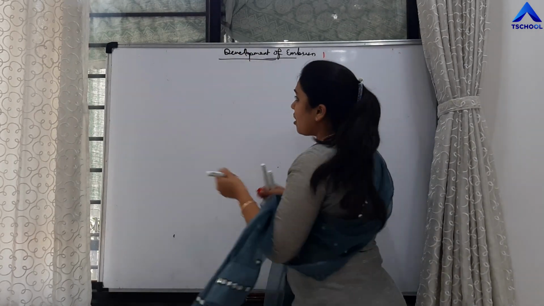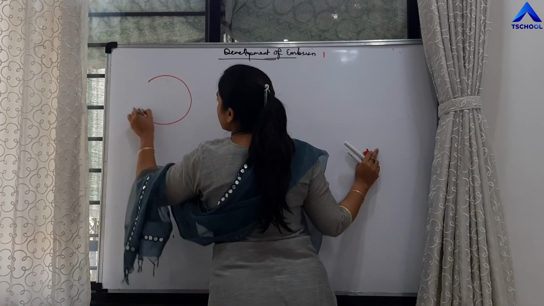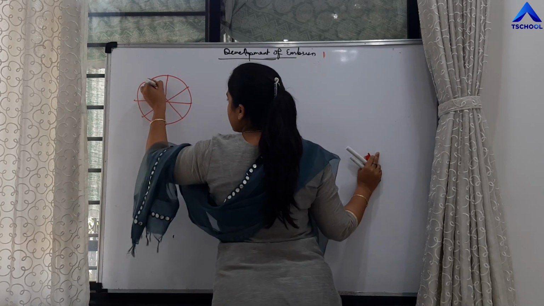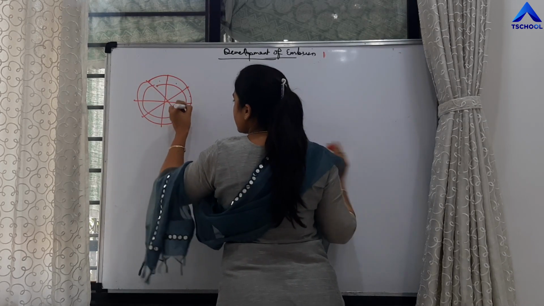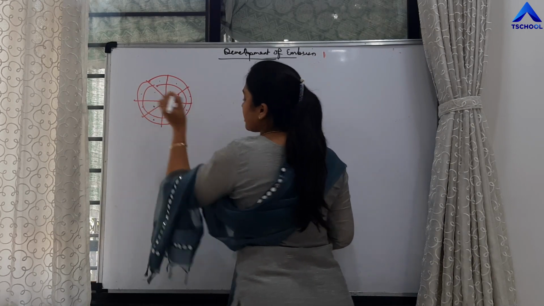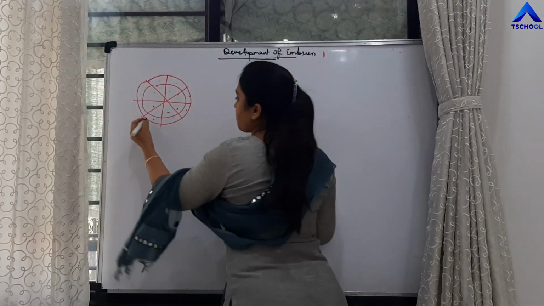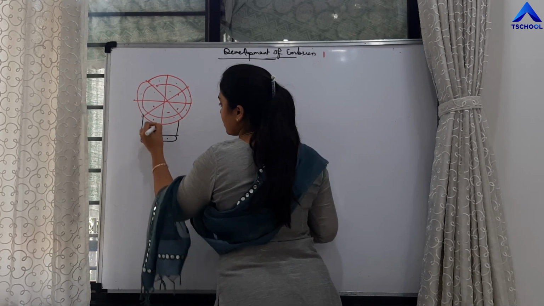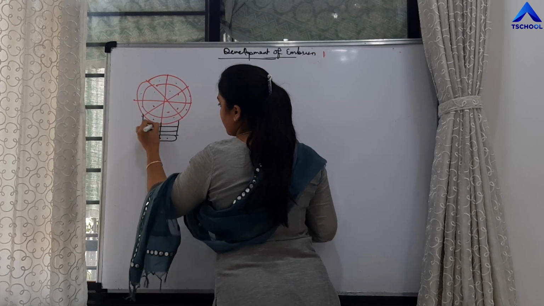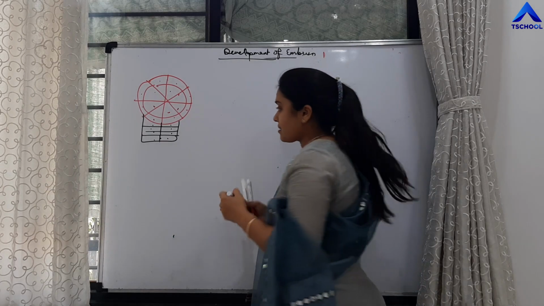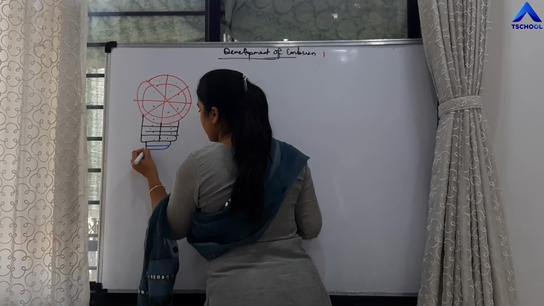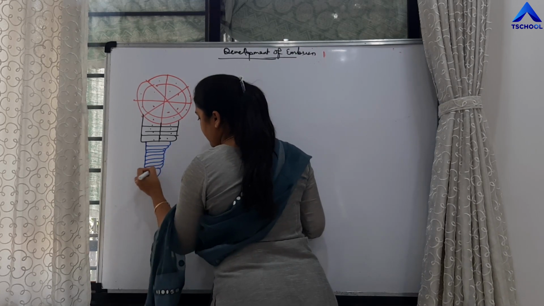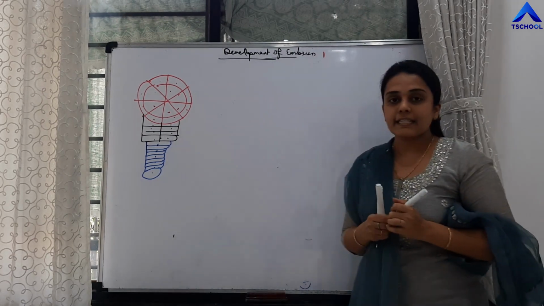Right, so again first let's draw a globular embryo. This is the embryo with 16 cells because there is periclinical division. This is the hypophysis with 8 cells. The suspensor is there, and the end cell is the haustorial cell.